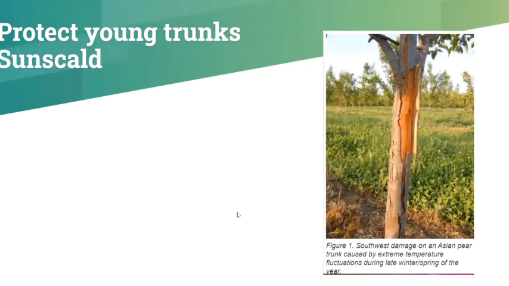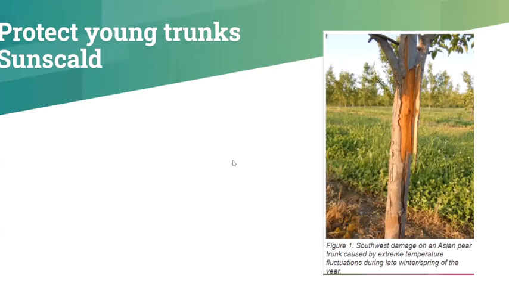Young trees need to be protected from sun scald. I'll show you some more pictures here. One of them just came in not too long ago. This is what it looks like. We get a lot of calls for people saying, there's something wrong with my tree. It's split and it's weeping, and I don't know what I did. Is it dying? Does it have a disease?